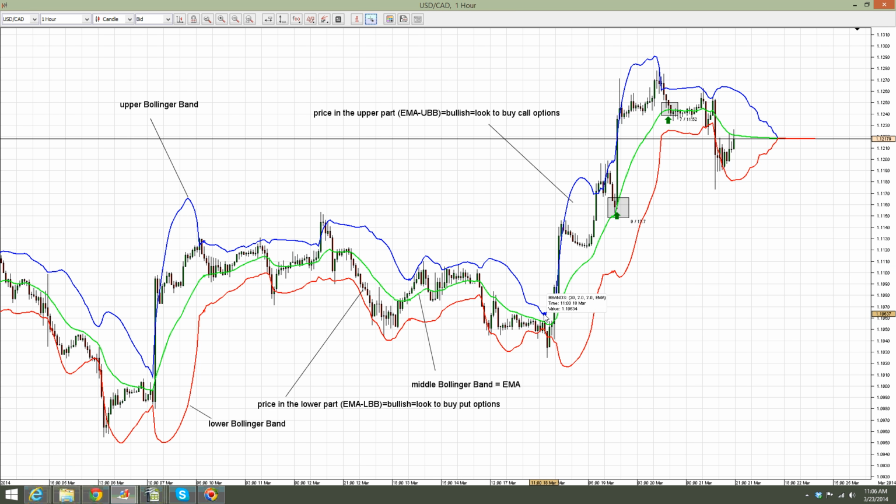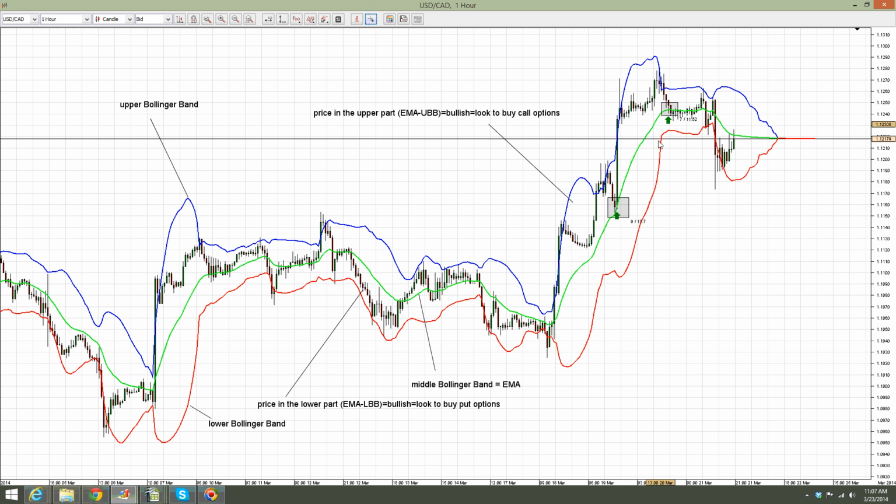the distance between the upper Bollinger Band and the lower Bollinger Band is quite small, the market is preparing for a break. You wait for the break to happen, and then if price is trending into the upper part of the Bollinger Bands, between the EMA and the upper Bollinger Band, you go and buy call options, as long as, when price is reaching the EMA, the distance between the upper and the lower Bollinger Bands is considerably bigger than the one before the breakout.